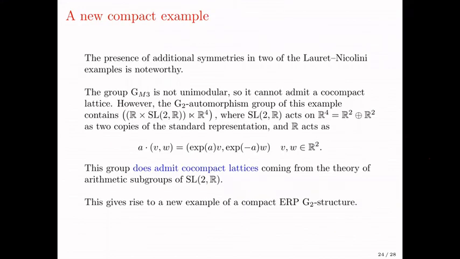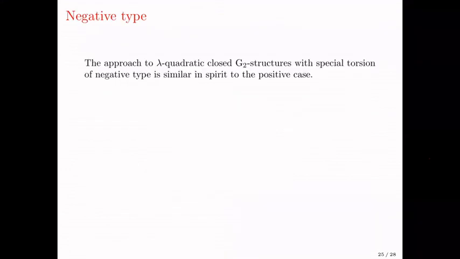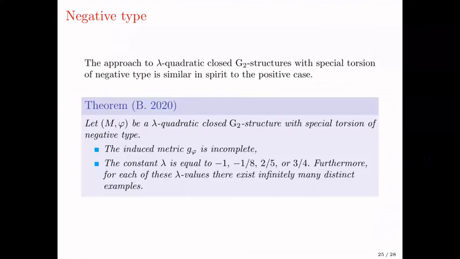So I think I'm running out of time a little bit. Have run out of time maybe. So I'll just very quickly say that you can study the negative type in the exact same manner. These closed G2, lambda quadratic closed G2 structures with special torsion of negative type. You can make a very similar study, and you just get this theorem. In particular, it turns out that the induced metric must be incomplete, which was not the case before. And the constant lambda has to be equal to one of these 4 possible values: -1, -1/8, 2/5, or 3/4. And furthermore, for each of those lambda values, there exist infinitely many examples. But unfortunately, they're all necessarily incomplete.